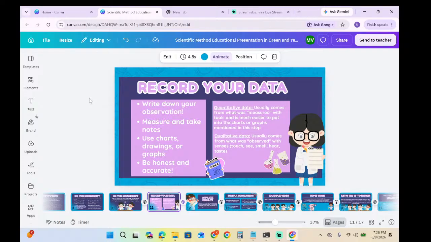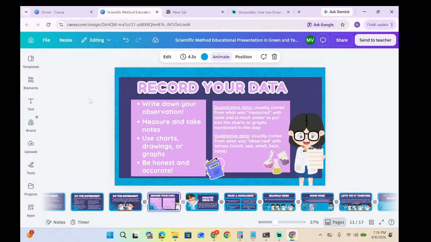Qualitative data is usually something that's more subjective, which means it's more opinion-based, if you will. It comes from what was observed with senses like your touch, your sight, your smell, hearing, tasting. Obviously, you should not be tasting anything. And if you're smelling, obviously waft. But I'm just giving examples of your 5 senses and what that means in qualitative data.